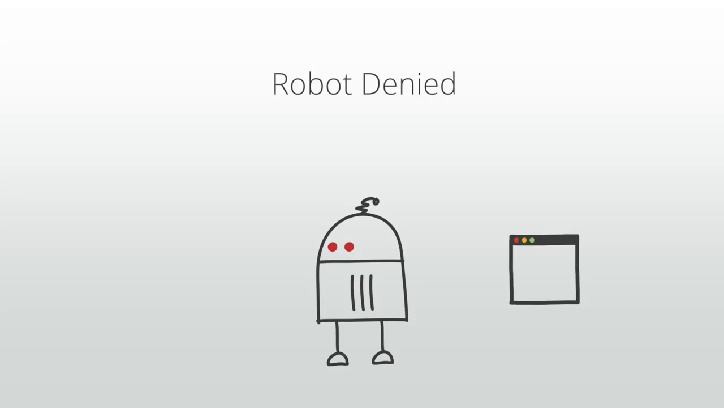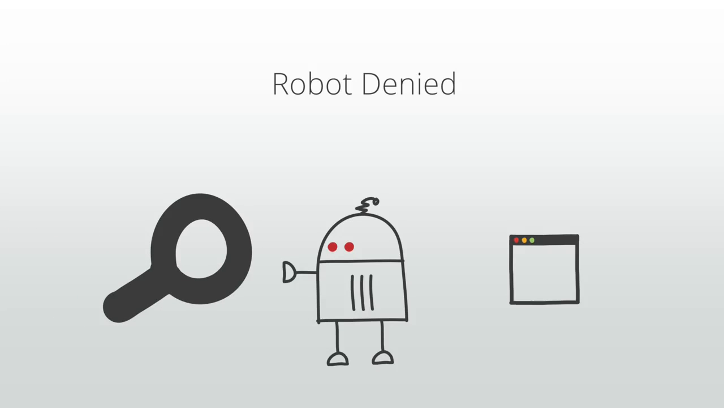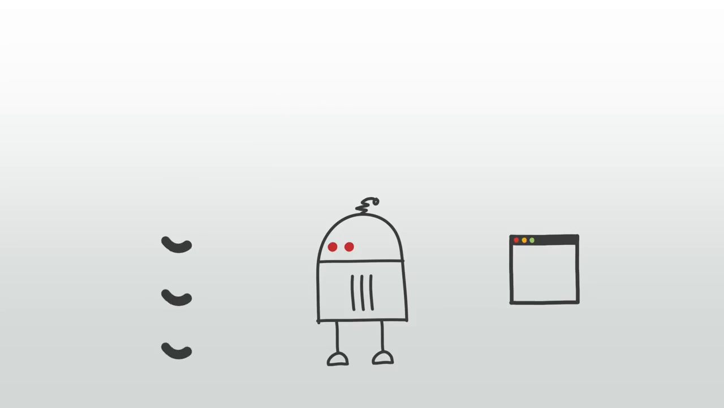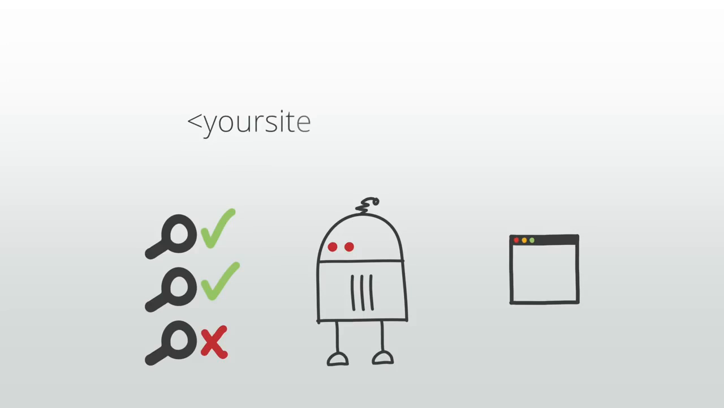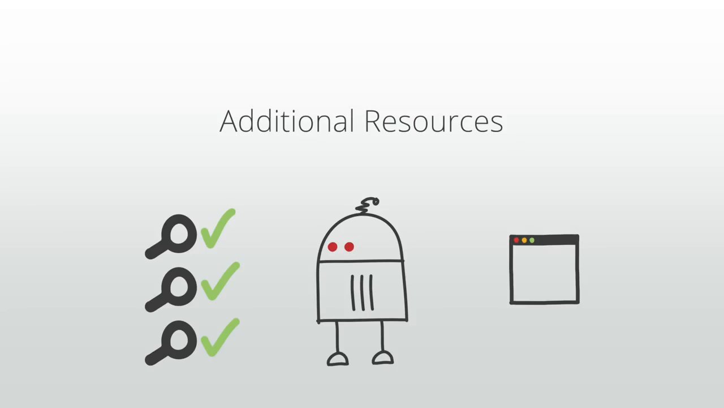The first is robot denied. This error means that our crawler tried to access your page but was denied by your robots.txt file. A robots.txt file controls which search engine robots can crawl your site. This file is located at the domain level of your website. For example, yoursite.com/robots.txt. To fix this, you can grant our crawler access. For more information on how to do this, please visit our additional resources section.